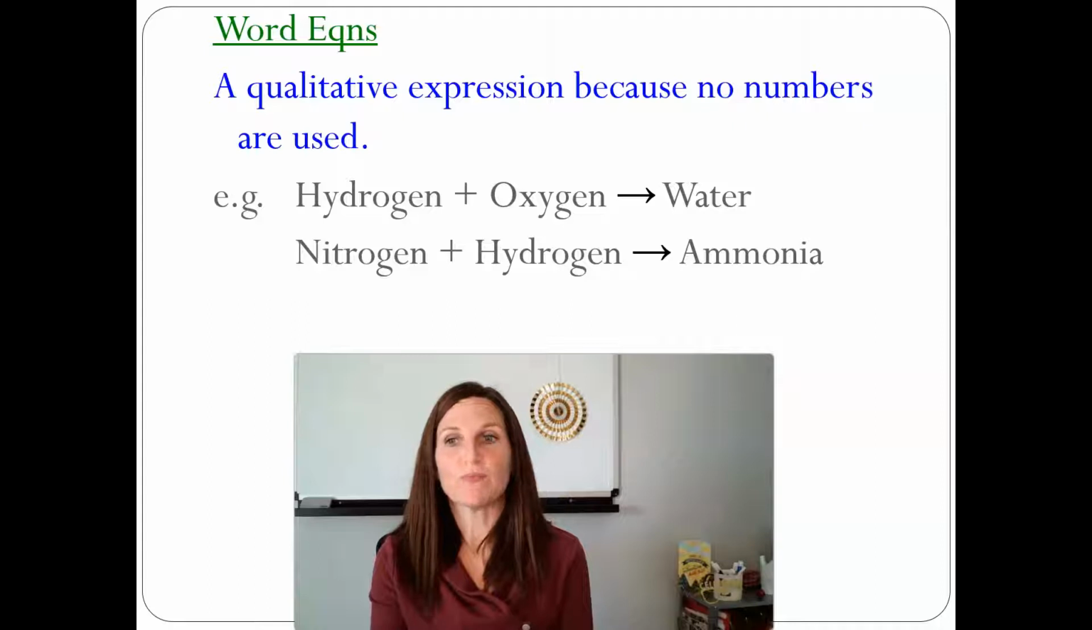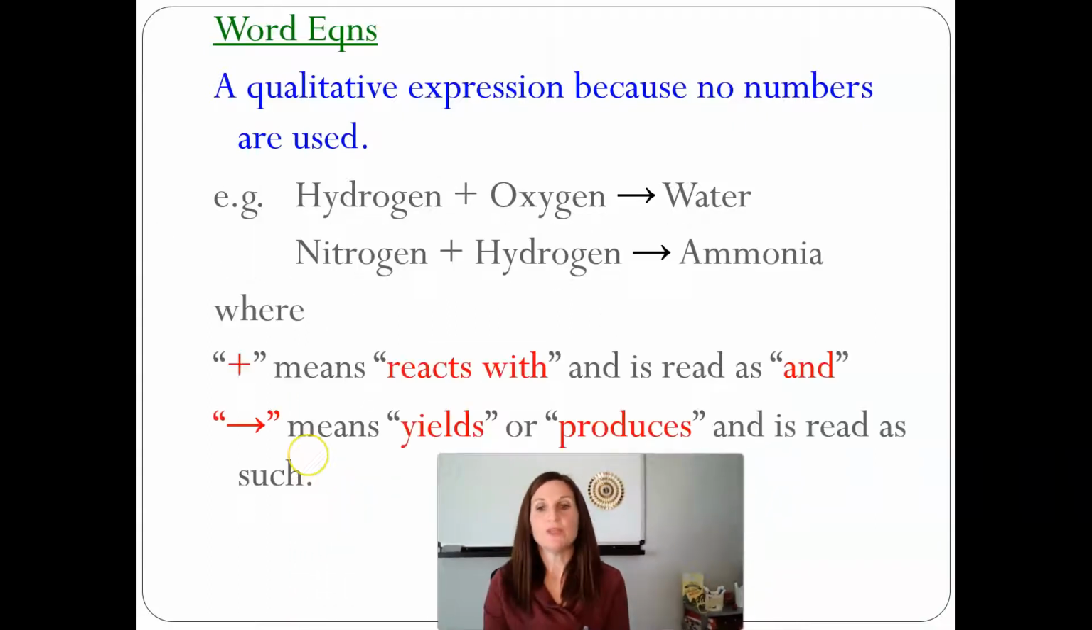When we do that, we're putting in words for the symbols that are written there. When we do this, we substitute the plus sign. We read that as either "reacts with" or "and", and the arrow means "yields" or "produces." So we might say hydrogen reacts with oxygen to produce water, or nitrogen and hydrogen yield ammonia. So those would be 2 ways that we could say these word equations.